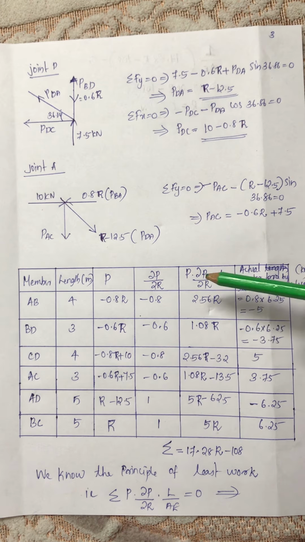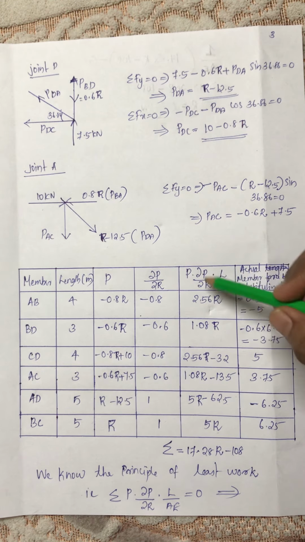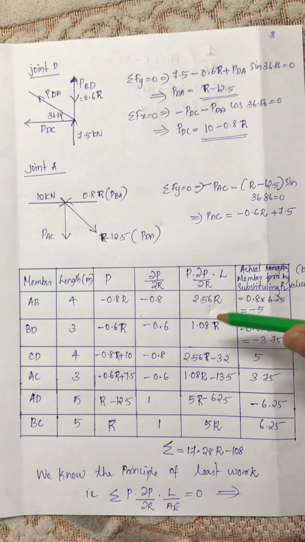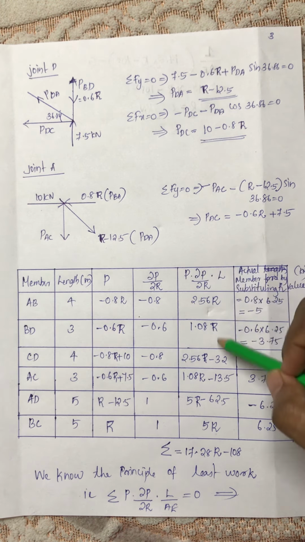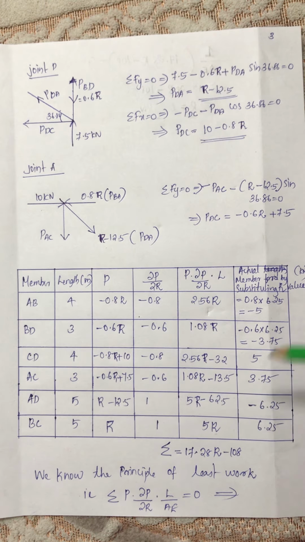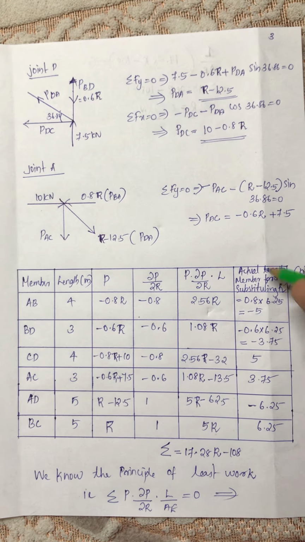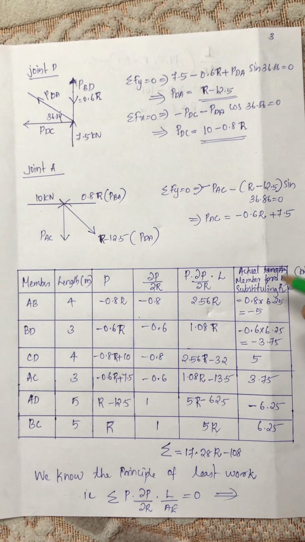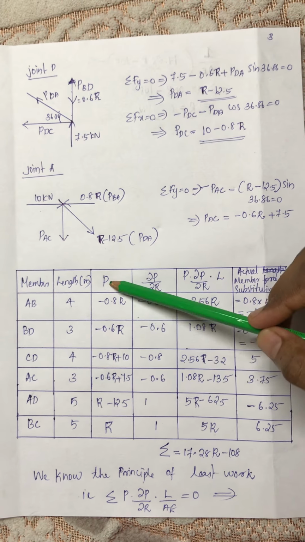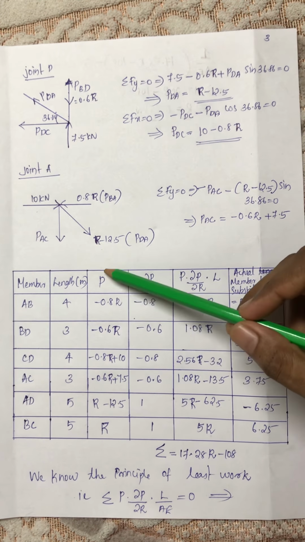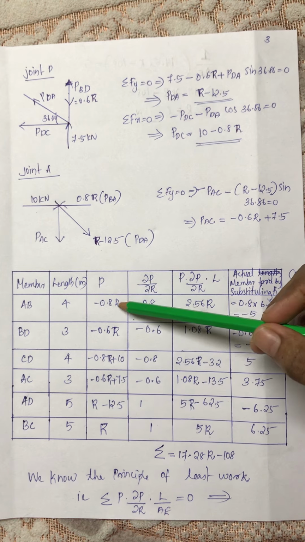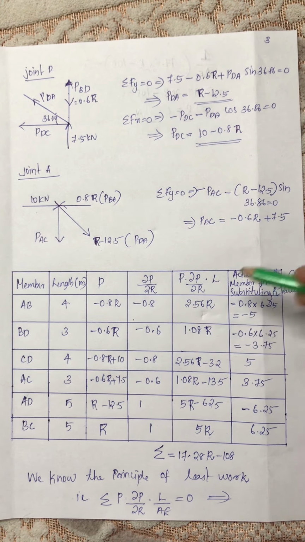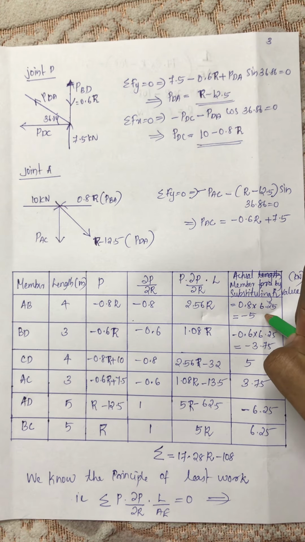Then find out the next column, that is P into dou P by dou R into L. Just multiply P into dou P by dou R into length. So this is the column for P into dou P by dou R into L. Then the last column is for finding the actual member forces by substituting the R value in the column for P. Here we have a column for P, that means the member forces. We have to find out this R value, then minus 0.8 into the R value will be the answer, that means the original member force.